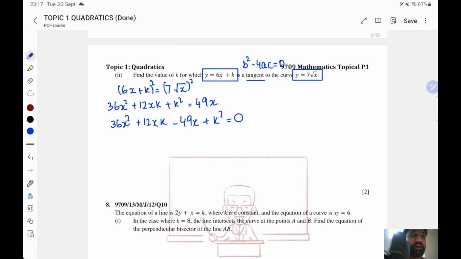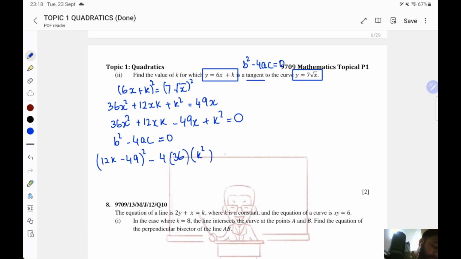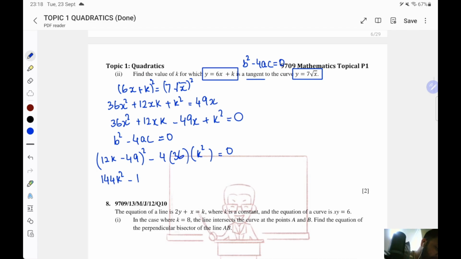Now since we know that the line and the curve are tangent to each other, it means that b square minus 4ac will be equal to 0. The value of a is 36, the value of b is 12k minus 49, and the value of c is k square. Let's substitute the values here. It says 12k minus 49 whole square minus 4 times 36, c is k square, equal to 0. Now if I do the expansion, it will be 144 k square minus 1176k plus the square of 49, which is 2401, minus 4 times 36, which is again 144k square, and it will be equal to 0.